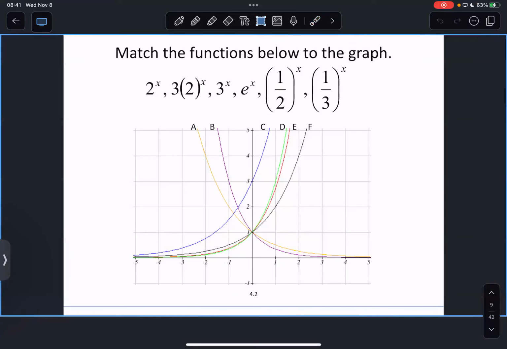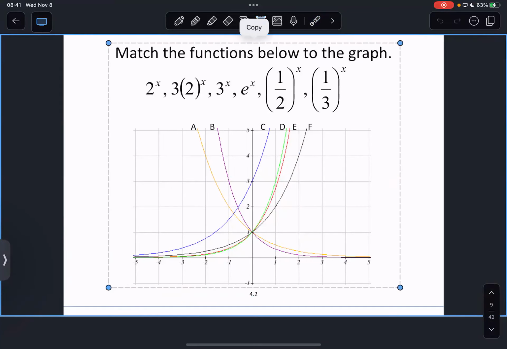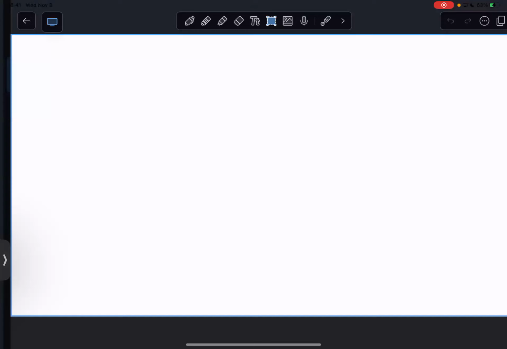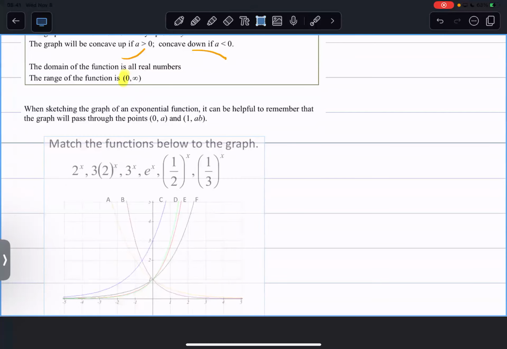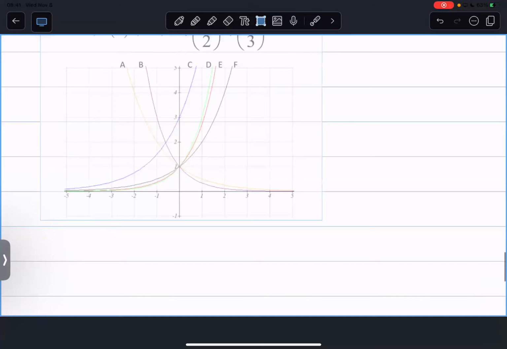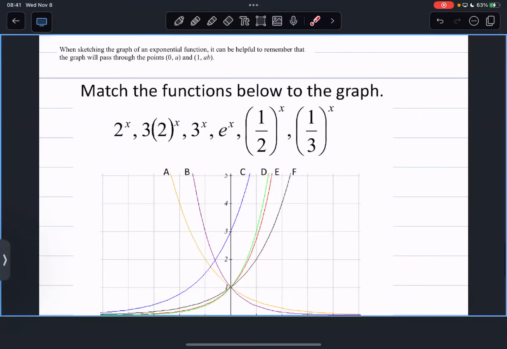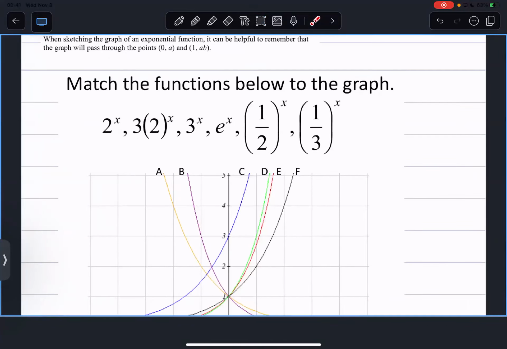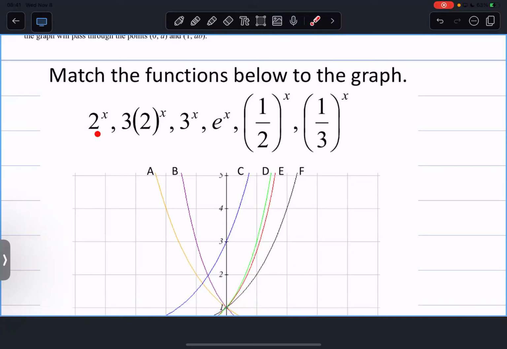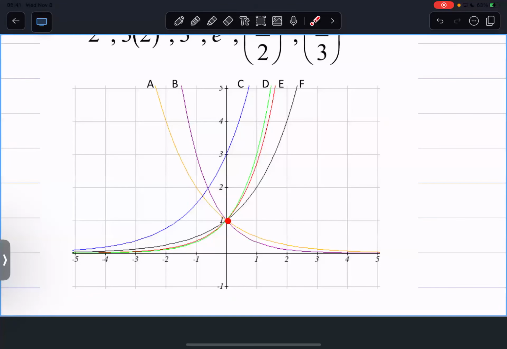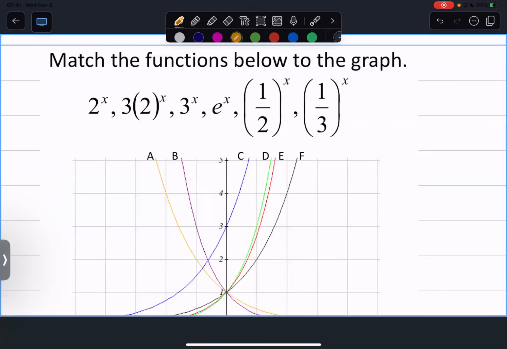Let's see here. So here, 2 to the x has a base of 2 and an a of 1, right? 1 times 2 to the power of x. So a is 1, b is 2. And so I already know that my vertical intercept has to be at 1. So many options, right? And so here, let's talk about this one. A is 1 and b is 2.